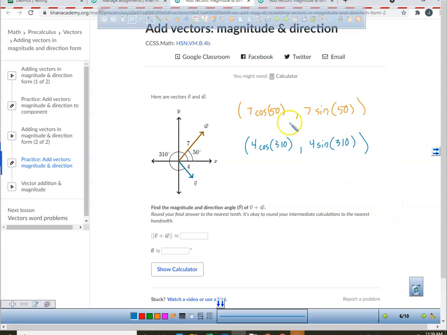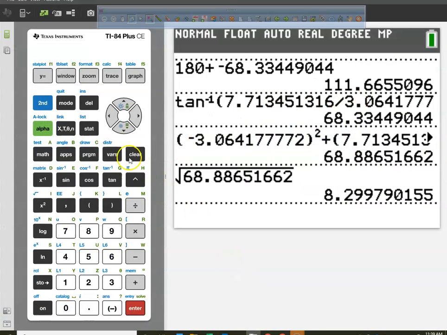All right, so there we go. So now we're going to add these babies together. I'm going to get my final component, and that component's going to help us get our angle, and it's going to help us get our magnitude. So here we go, 7 cosine 50, and so we're going to add these together. So let's make sure we add these together. 7 cosine 50, 4 cosine 310. Got it. Let's clear all this out.